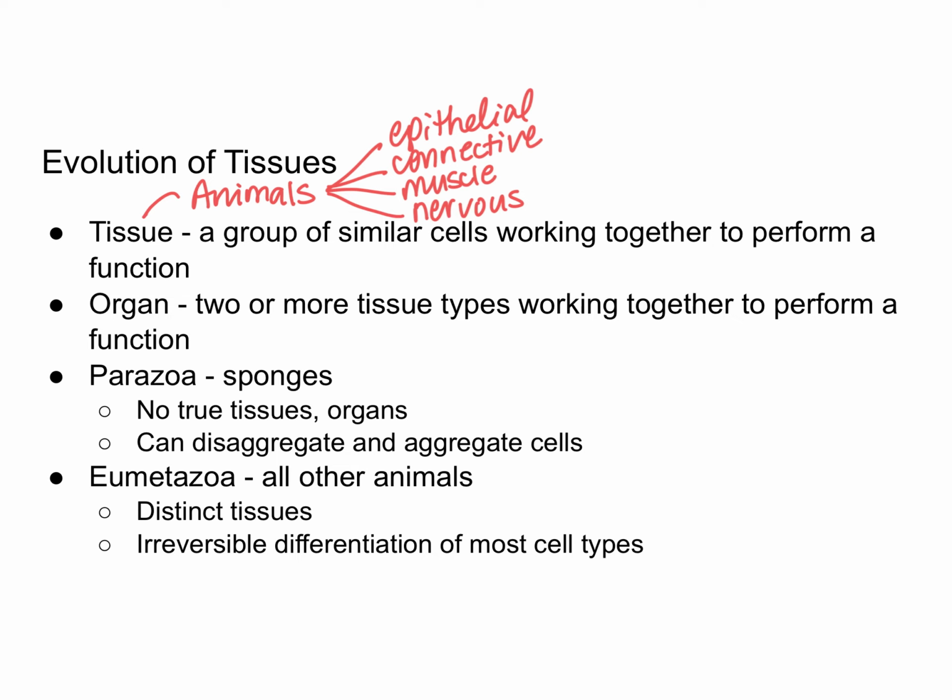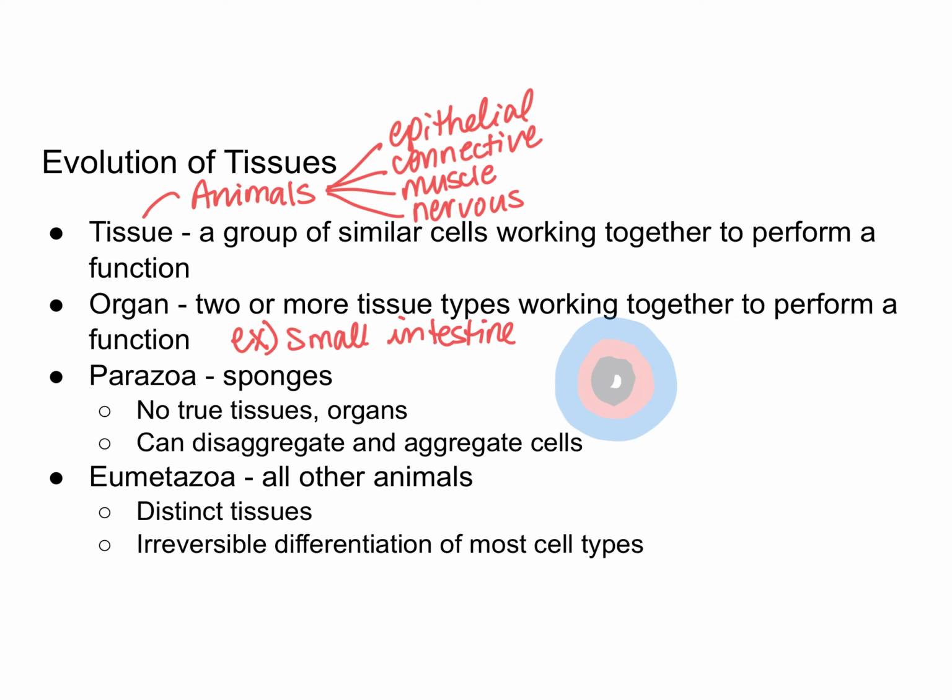Now, an organ is two or more tissue types working together to perform a function. So, for example, if we were to take a look at the small intestine, the small intestine actually has a layer of epithelial tissue that is surrounded by a layer of connective tissue, surrounded by a layer of muscle tissue, and then there's nervous tissue interspersed within that as well. So you can see that there are these multiple tissue types that ultimately work together to make this organ that performs a specific function for the body.